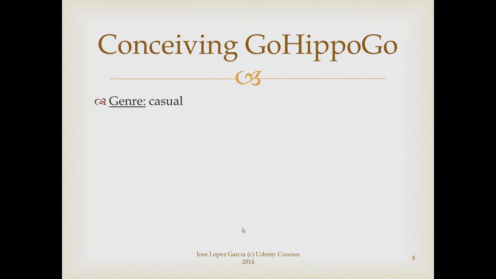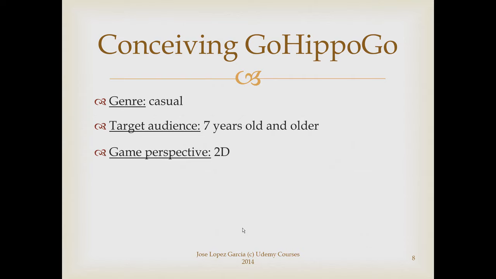So the genre is casual. The target audience, maybe it's 7 years old and older. The game perspective, 2D. The game title, GoHippoGo. As you can see here, GoHippoGo is an original, friendly, descriptive, easy to remember, and easy to find name. Well, an easy to remember name is not necessarily an easy to find name.